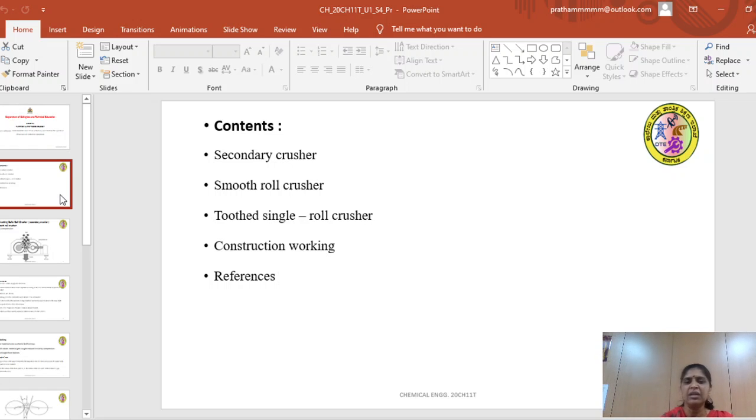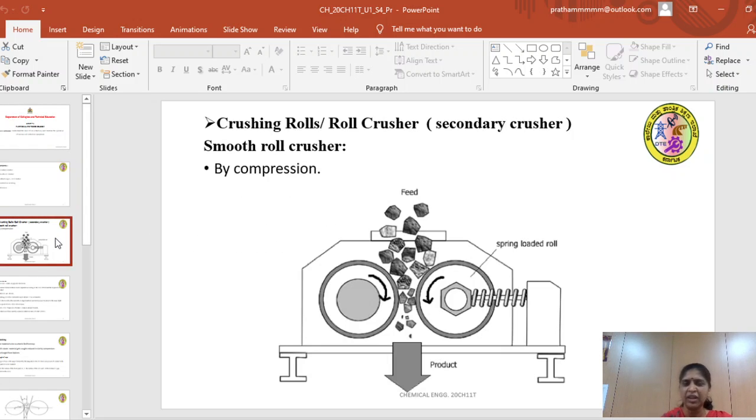So in this session, we will learn the construction and working mechanism of the smooth roll crusher and the tooth single roll crusher. Just have a look at the diagram.